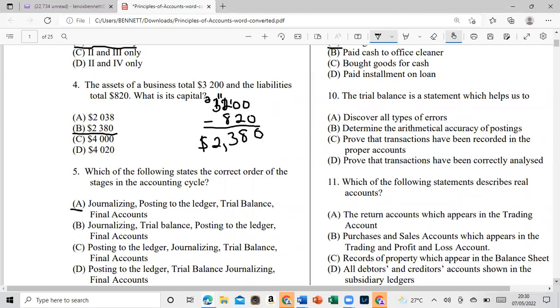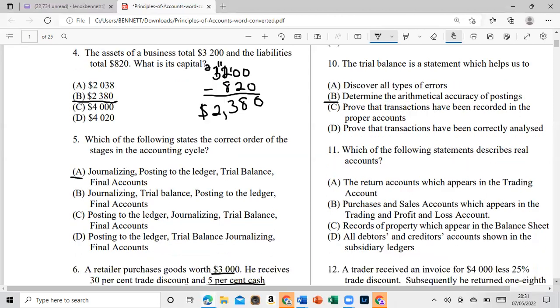Trial balance is a statement which helps us to A, discover all types of errors, B, determine the arithmetical accuracy of posting, C, prove that transactions have been recorded in the proper account, or D, prove transactions have been correctly analyzed. Now, this has nothing to do with analysis, so we're going to take out D. Prove that transactions have been recorded in the proper account? No, it does not say that, because it can have omission and all of those errors and it's still balanced. All right, that's not its purpose. Determine the arithmetical accuracy, yes, so it's definitely B. All right, so that's the purpose of the trial balance.